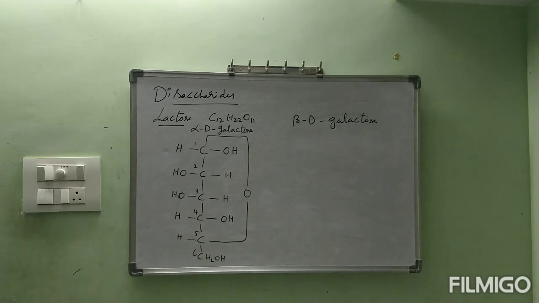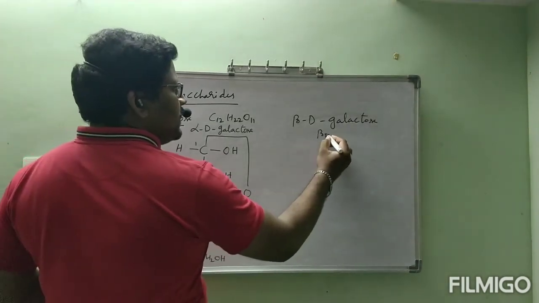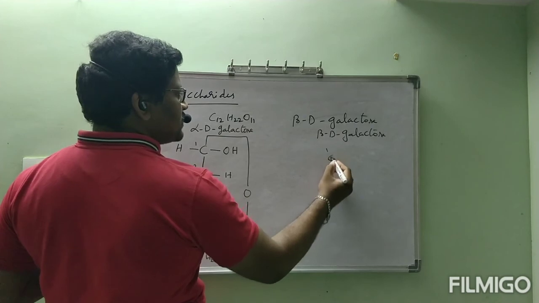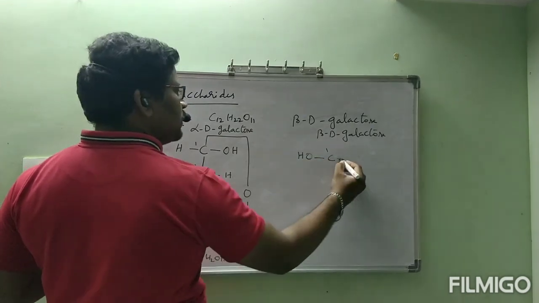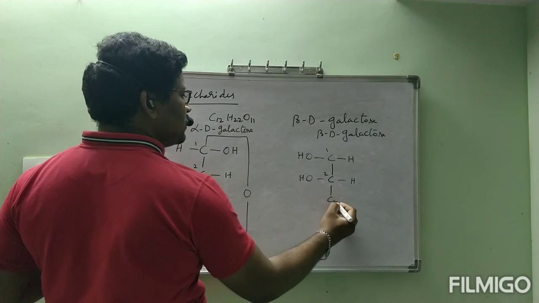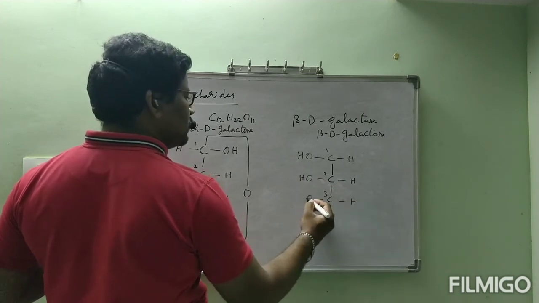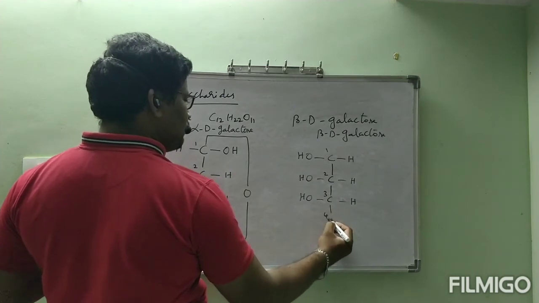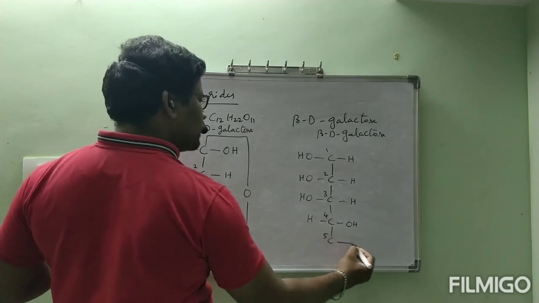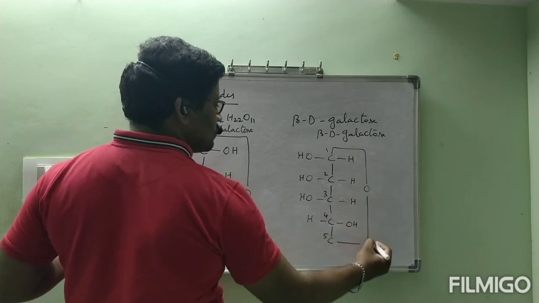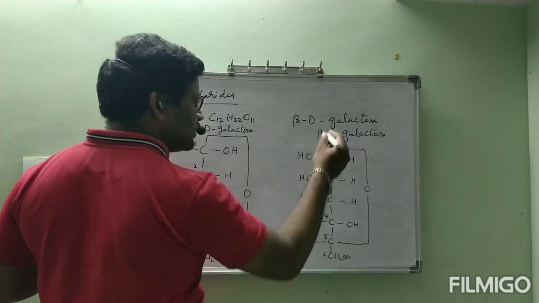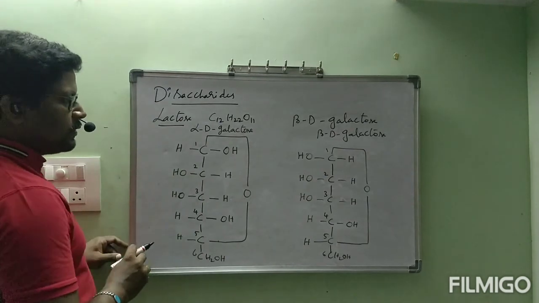Next, beta capital D galactose. C first carbon, OH, H, second carbon, H, OH, third carbon, H, OH, fourth carbon, OH, H, fifth carbon, it is bonded, H, finally CH2OH, sixth carbon. This is beta D galactose. Okay, now I am going to rub this one now.